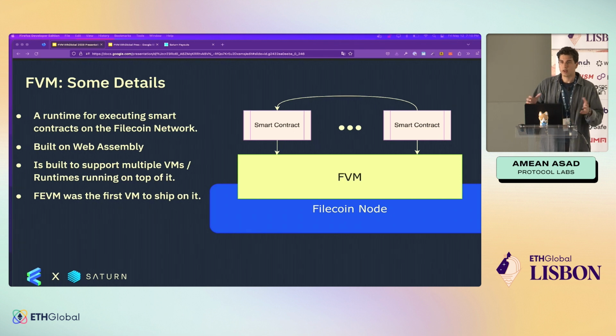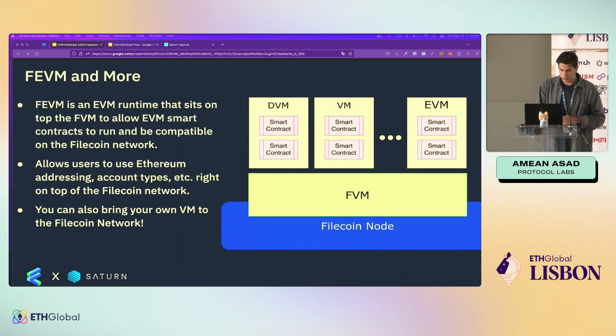And these are basically the core features of the FVM. The FVM is a multi-VM runtime for the Filecoin network, and it's built on WebAssembly. And what does that mean? It means that it's built to support multiple runtimes. So you can actually build multiple VMs on top of the FVM, and the FEVM is one of them. I'm just going to describe that in a moment. And you can bring your own VMs and build on top of that.